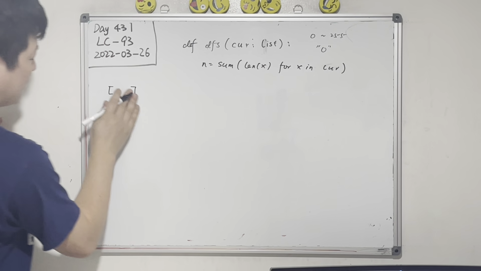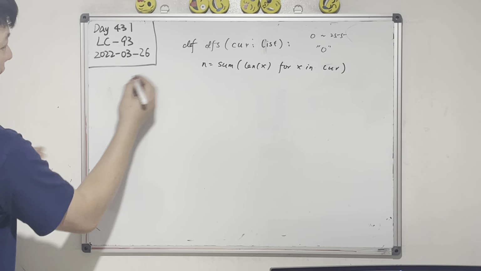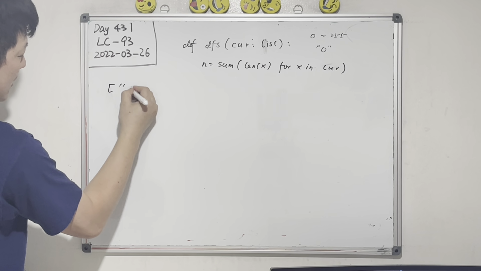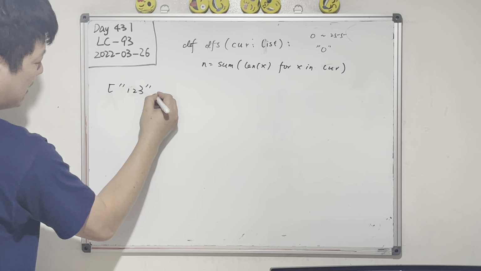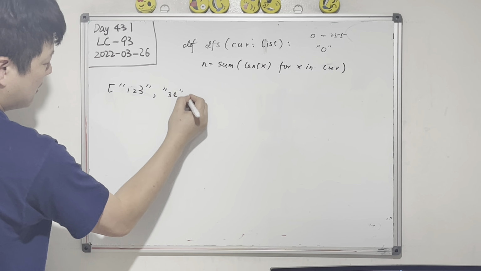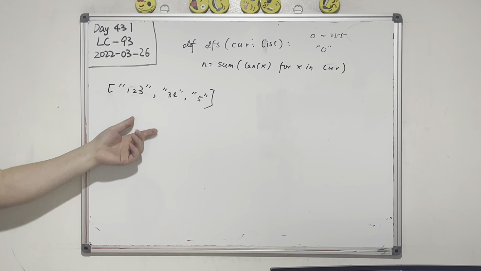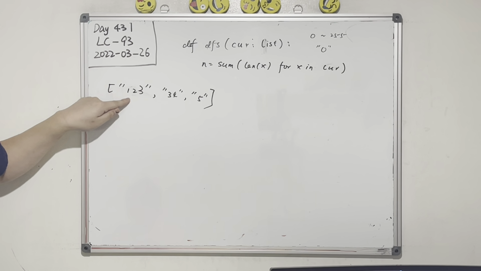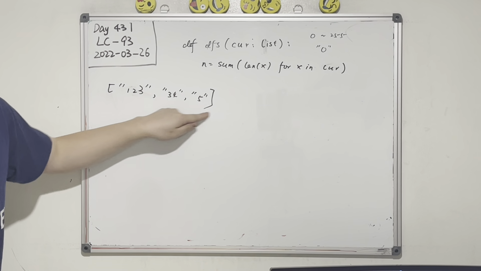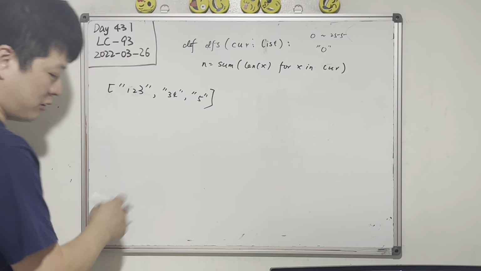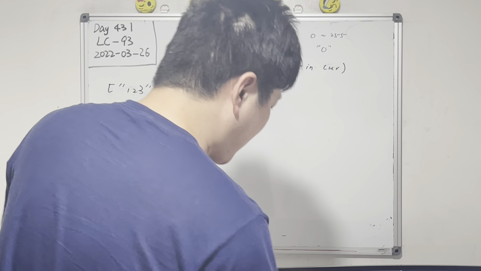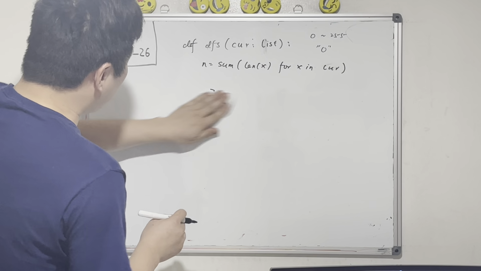So what does it mean? For example, if this current is 1 2 3, 3 4, 5, there are only 3 numbers here. So the length is 3 digits plus 2 digits plus 1 digit. That will be 6 digits, so n equals 6. And then after this, we need to check.